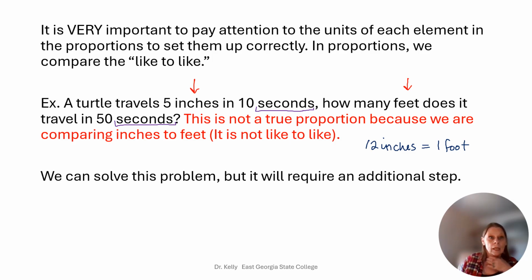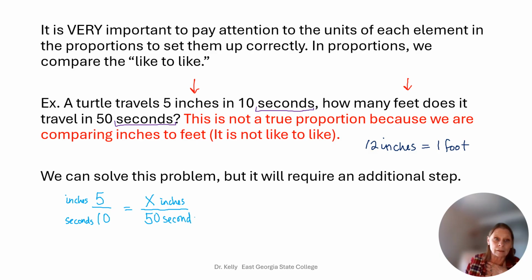So let's solve it. Let's set up our given proportion, which is 5 over 10, and I'm going to put my notes here. This is 5 inches in seconds, and that's going to equal, we don't know how many inches in 50 seconds. I'm putting these because I want to make sure that you see these units very clearly. Now at this point we can cross multiply, which is awesome. 10 times x is 10x equals 5 times 50. So we have 10x is equal to 250.